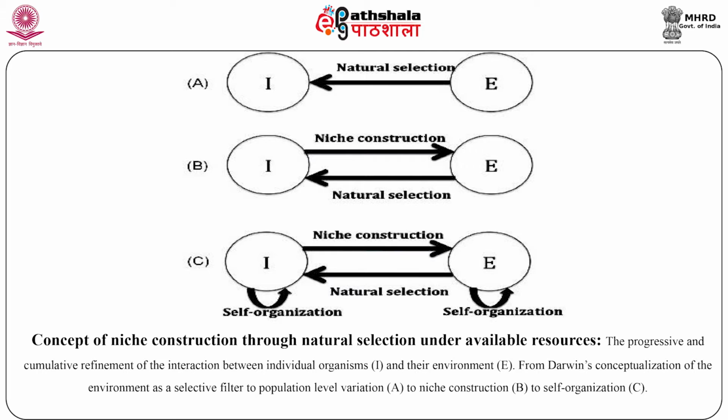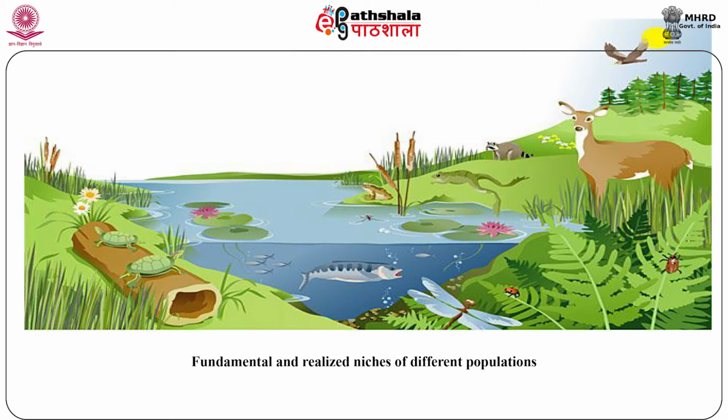This slide shows us the concept of niche construction through the natural selection process under available resources. The advanced and increasing refinement of the interaction between individual organisms, that is I, and the environment, that is E, from Darwin's conceptualization of the milieu as a selective filter to population level alteration in figure A, to niche construction in figure B and to self-organization in figure C. This slide shows the fundamental and realized niches of different populations.